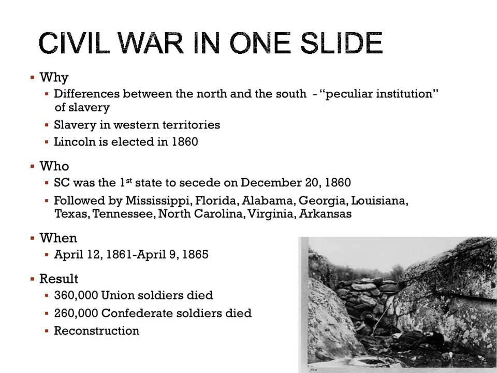The war would last from April 12th, 1861 to April 9th, 1865. The result is a win by the North, but a loss for the country as a whole. Hundreds of thousands of soldiers will die on both the Union and the Confederate side. 360,000 Union soldiers. The Union will be the soldiers who fight for the North, and the Confederate those who fight for the South.